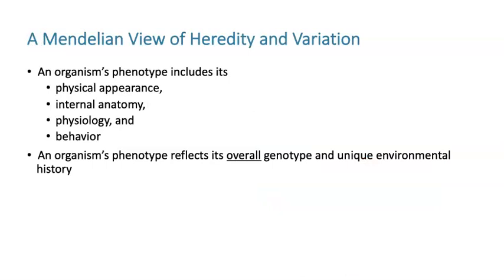So just to wrap this part of the chapter up, an organism's phenotype is its outward appearance, sure. It's also the internal structures. It's also physiology, like enzymes and all of that. It's also the way an organism behaves. An organism's phenotype reflects its total genotype as well as the environmental history that organism exists in.